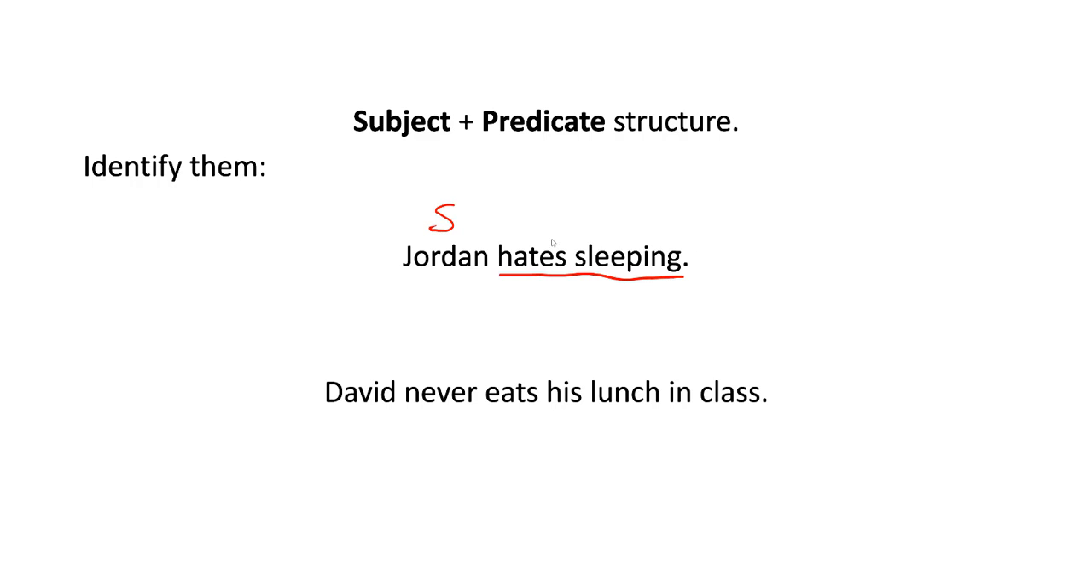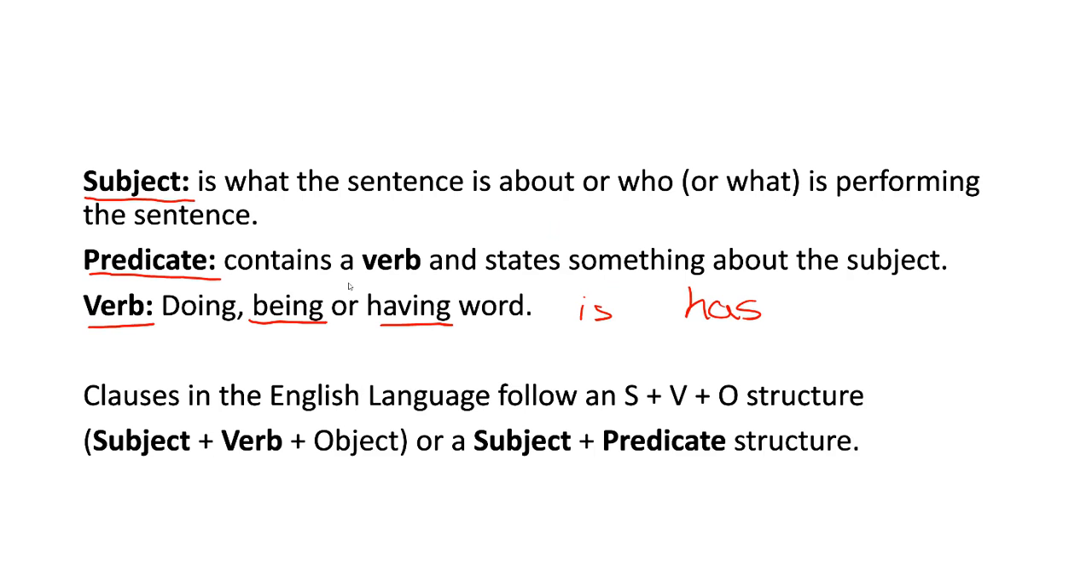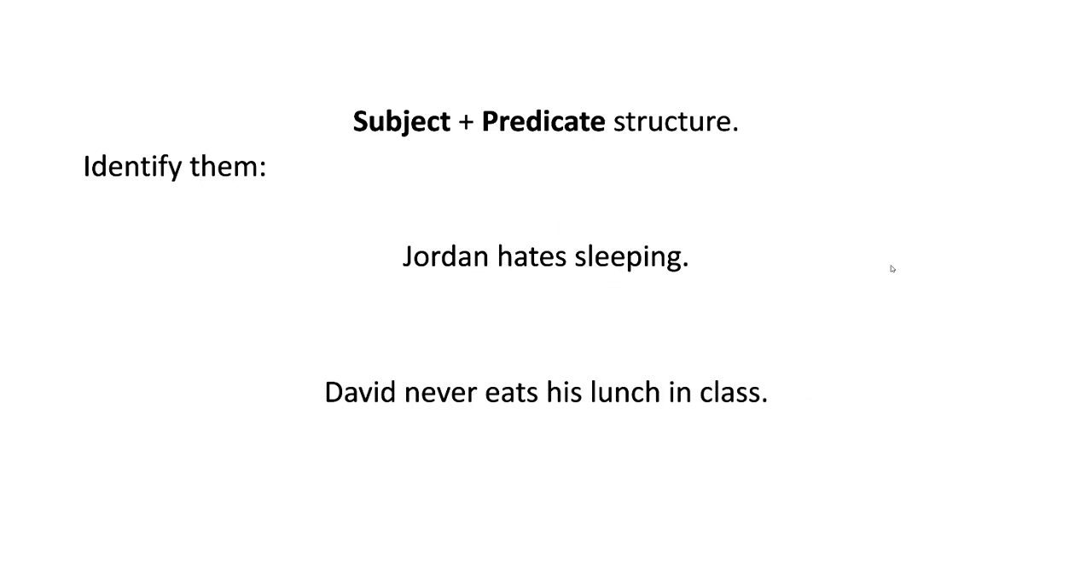Where's our verb? What is the doing, being, or having word? He is hating the sleeping. He is doing the hating. He is hating. So that is the verb. This is our predicate down here: the verb and everything else. If we go back and look at predicate, it contains a verb and states something about the subject. Here's our verb. Is it stating something about Jordan? Yes. So that's our predicate. Let's go again.